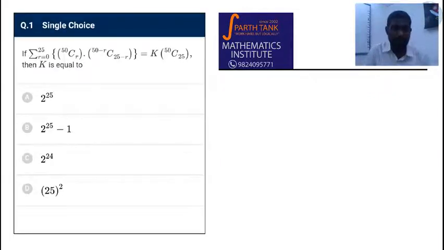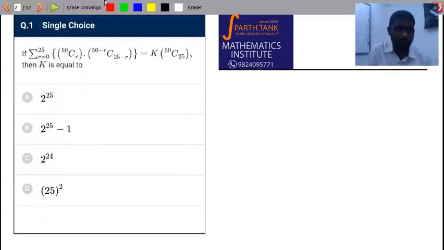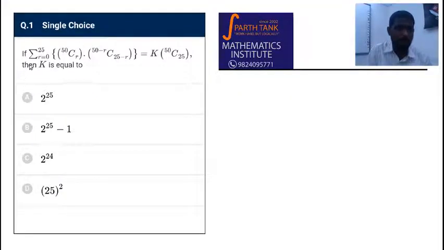The first question: if the summation of r equals 0 to 25, 50CR times (50 minus r)C(25 minus r) is k times 50C25, then k is equal to. Let us expand and see what this gives. R is 0 to 25.